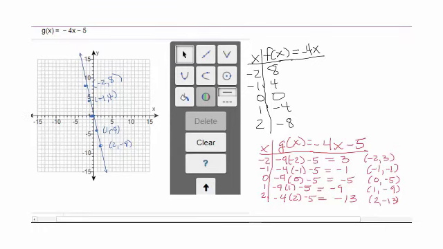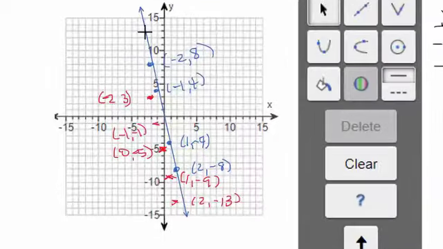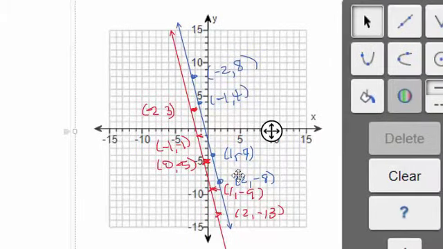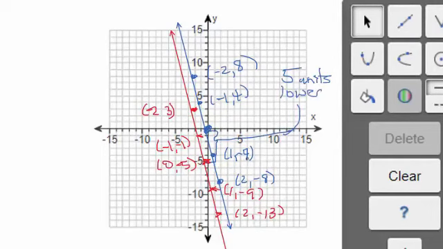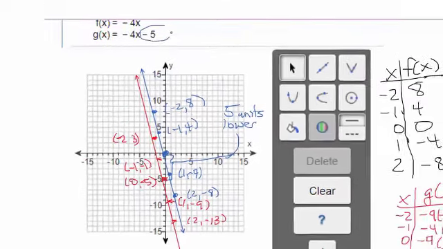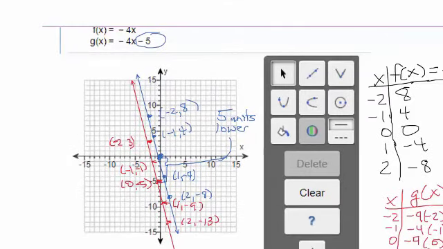All right, so negative 2, 3 would be here. Negative 1 would be here. 0, negative 5 would be here. 1, negative 9 would be here. And 2, negative 13 would be here. Okay, and then we're going to put in our line. So these two lines are parallel. One of them is just lower than the other one. The red line is just 5 units lower than the blue line. And there's a reason for that. It's because we subtracted 5 from every y value. So that's why that happened.